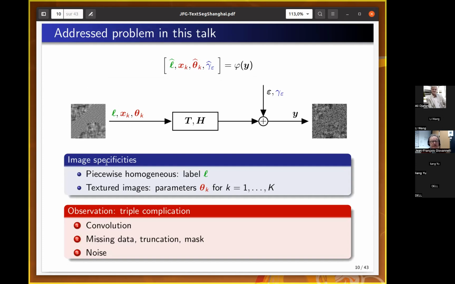It has specificities. We have a piecewise homogeneous image, and the pieces will be modeled by labels in relation with segmentation. And each part is a specific texture image that is modeled. I will give the data later on, parameterized with some texture parameters. And then this is about the observation system. We have a convolution that produces a blur. And we also have a truncation. I mean that some data are missing, and we have noise.